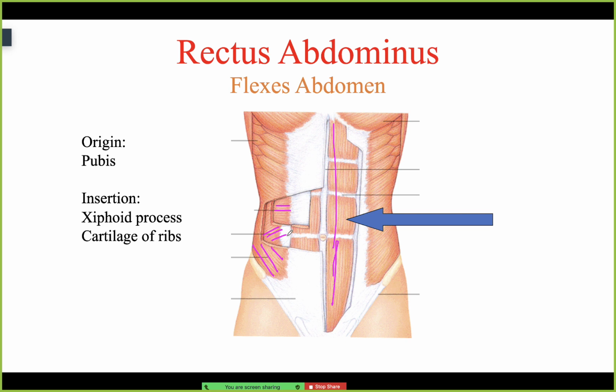This slide specifically tells you about the rectus abdominis and how its job is to flex your abdomen. And it has an origin at the pubis down here. And it inserts up here at the xiphoid process, as well as at the cartilage of your ribs. So when you're doing sit-ups, really you're moving that towards that. This is the movable region, henceforth the insertion. This is the immovable region, and we call that the origin.